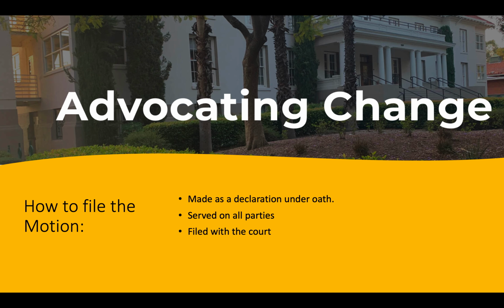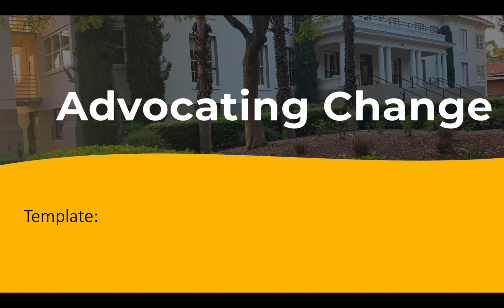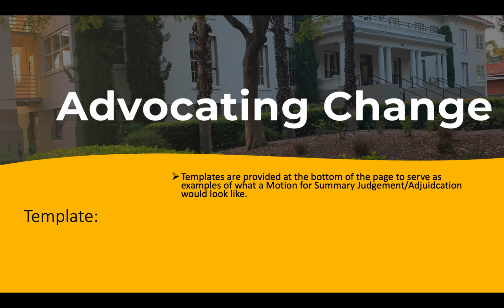The motions will need to be made as a declaration under oath and will be served to all parties and filed with the court. Templates are provided at the bottom of the page to serve as examples of what a motion for summary judgment or adjudication looks like.